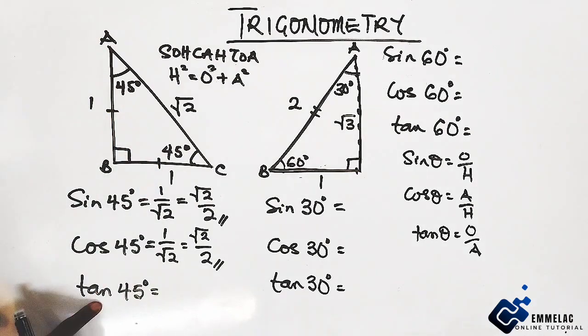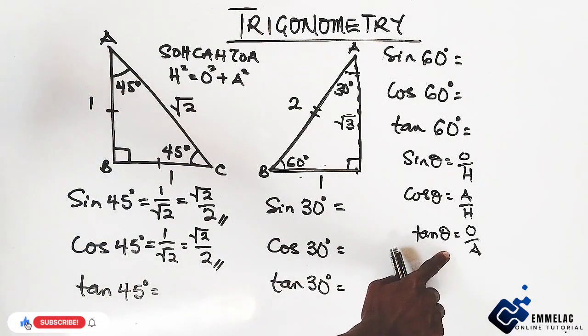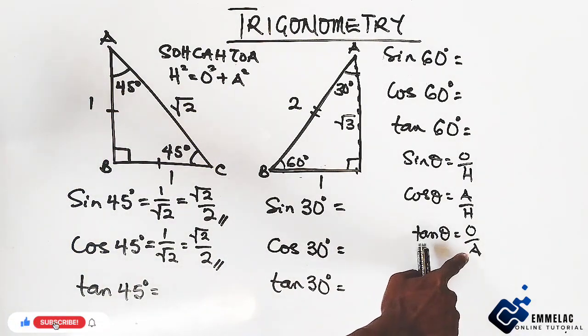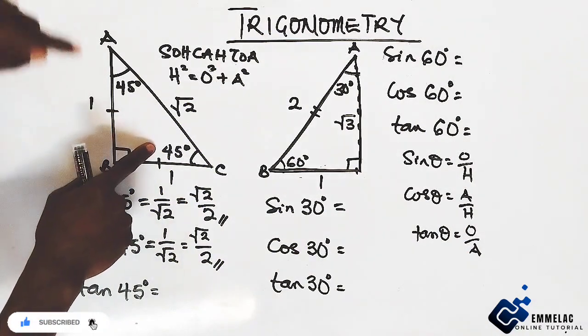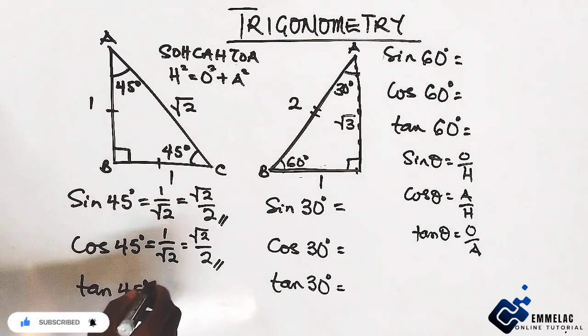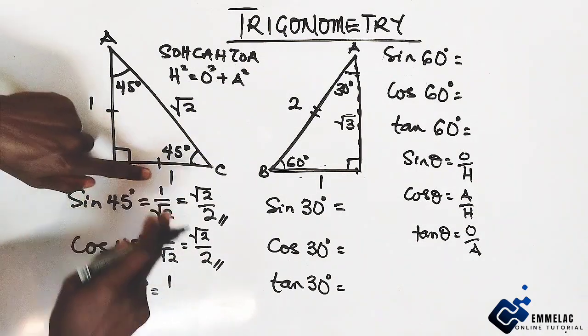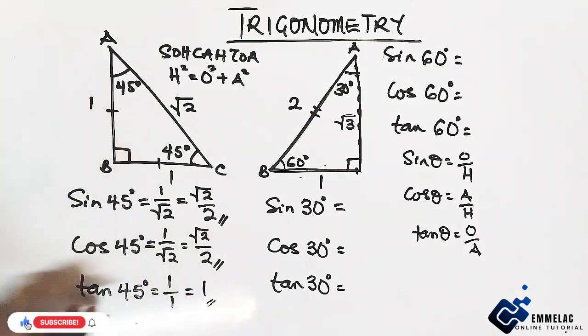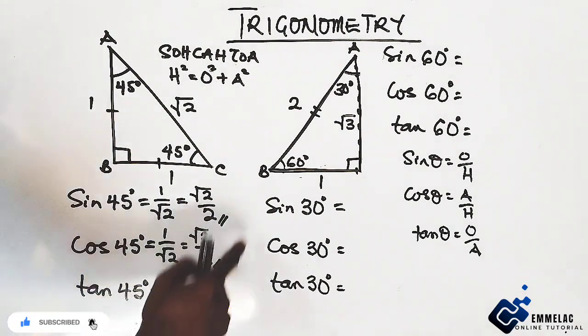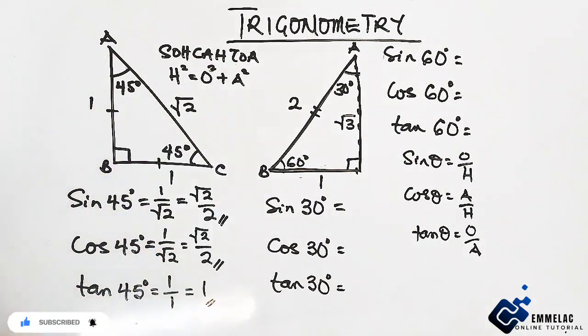Alright, let's move to tan 45. Tan 45 here, according to the ratio, we have the opposite over what? The adjacent. Since we're making use of this 45 here, our opposite here is 1 and our adjacent here is 1. Alright, so tan 45 is equal to 1. Okay, now let's move to 30 degree using this.